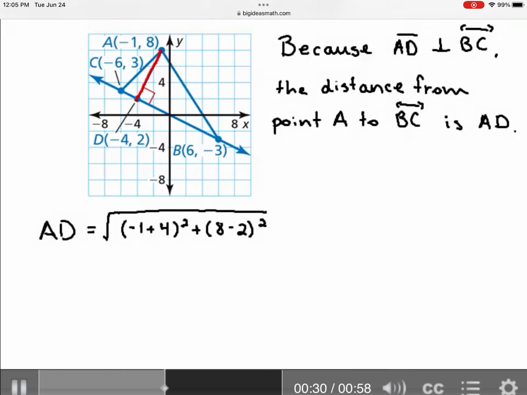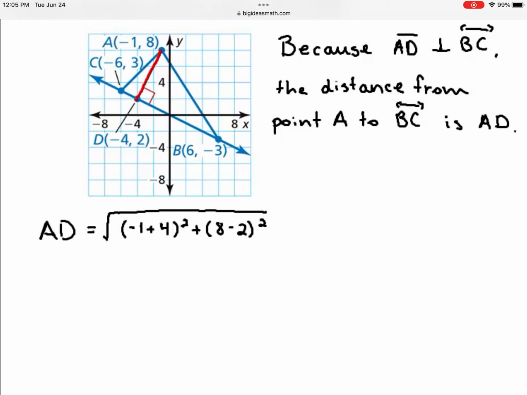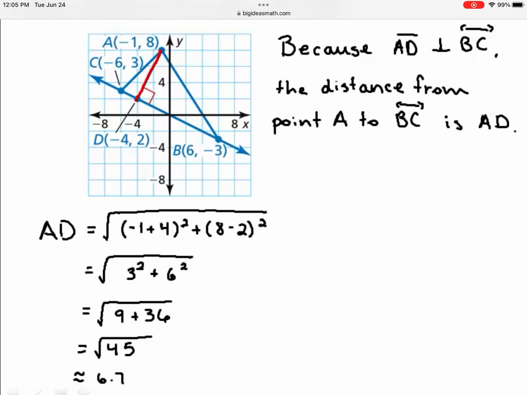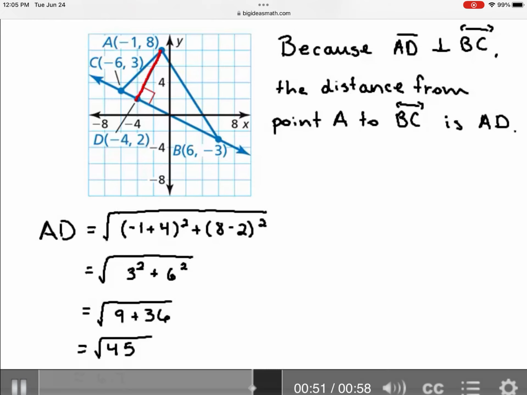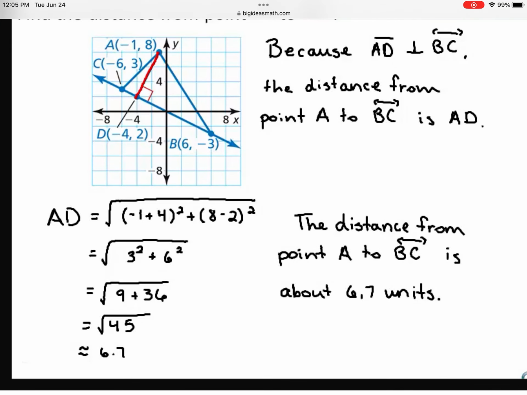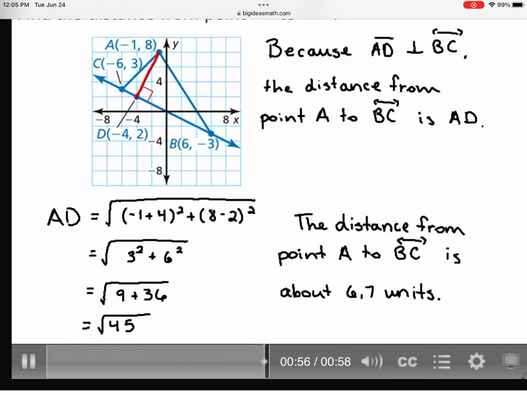So AD equals the square root of the quantity -1 plus 4 squared plus the quantity 8 minus 2 squared, which equals the square root of 3 squared plus 6 squared, which gives the square root of 9 plus 36. Adding 9 and 36 gives 45, so you have the square root of 45, which is about 6 7/10. So the distance from point A to line BC is about 6 7/10 units.